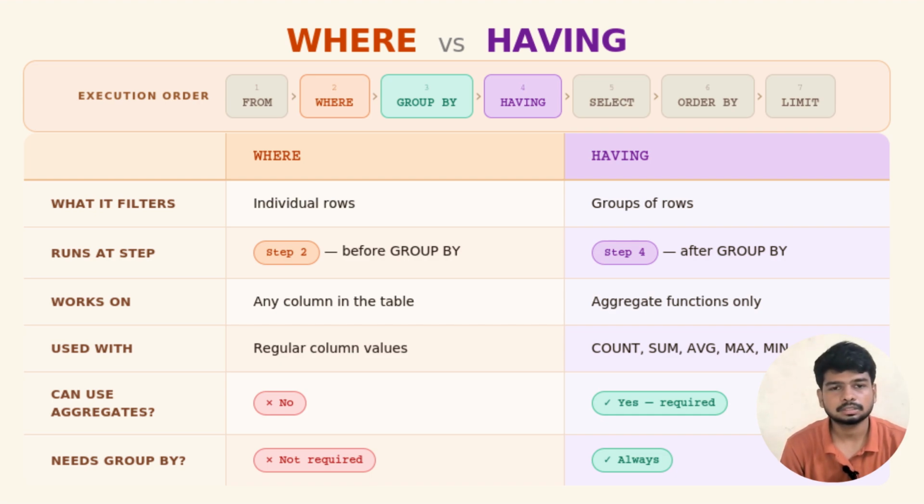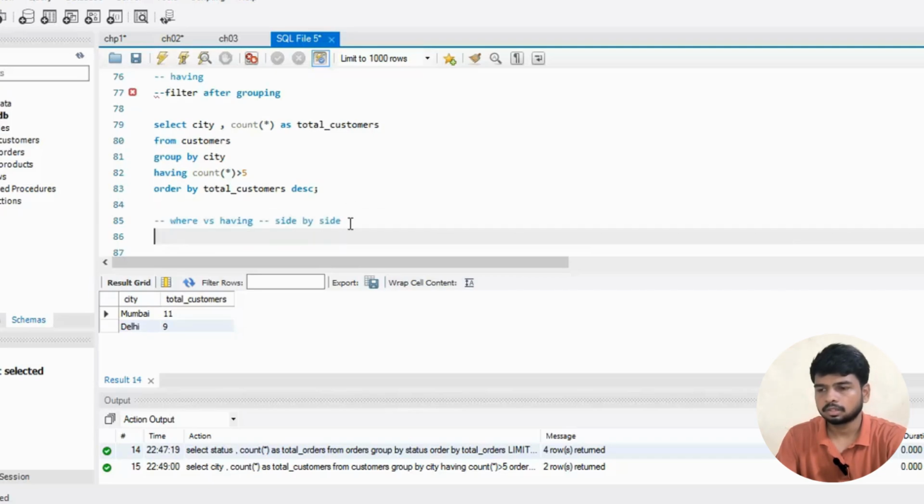This is everything discussed as HAVING versus WHERE. This goes side by side. I'll mention it in the code also. Okay, so everything regarding WHERE versus HAVING has been discussed. Right, so what we will do is go through a simple code here.